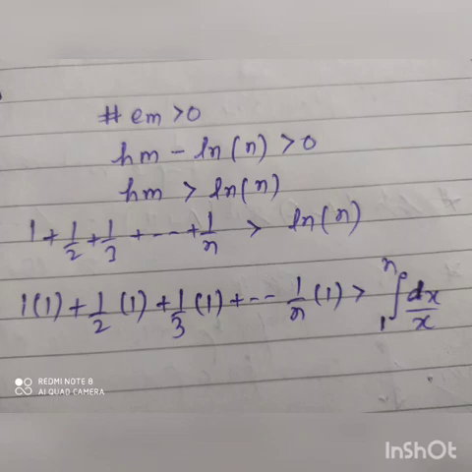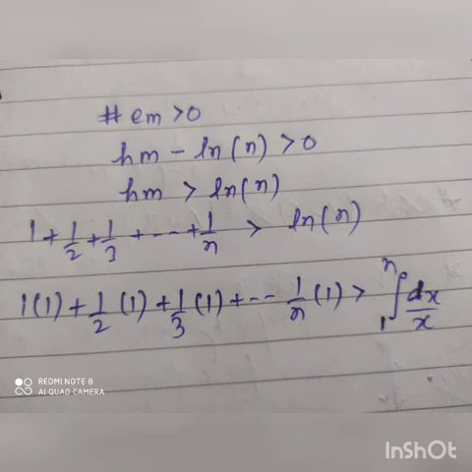So let us start with Em. We need to prove that Em is greater than 0. So we need to prove that Hm is greater than log n, since Em is equal to Hm minus log n. So ultimately we need to prove that 1 plus 1 over 2 plus 1 over 3 plus dot dot dot plus 1 over n is greater than log n.